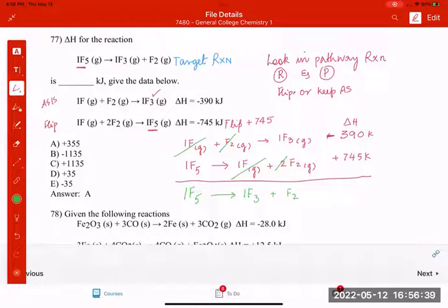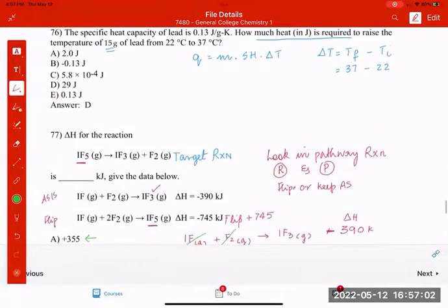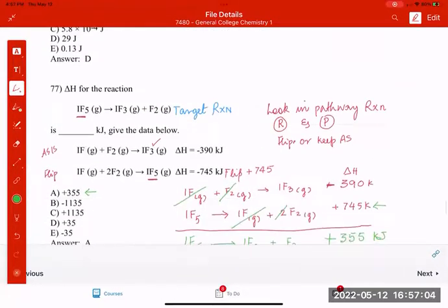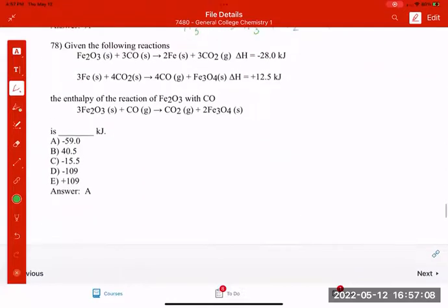What do you get? 355. And is this going to be a positive number or negative number? Positive, because the bigger number has a positive sign. So positive 355 kilojoules. And that is the answer. All right, so I'll give you these types, simple ones. But yes, Hess's law is definitely going to be on the test.